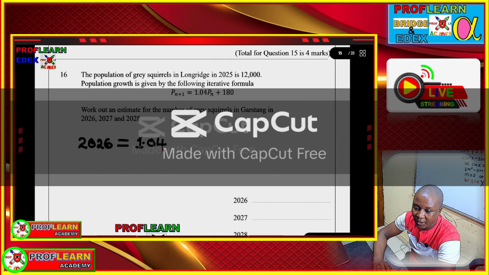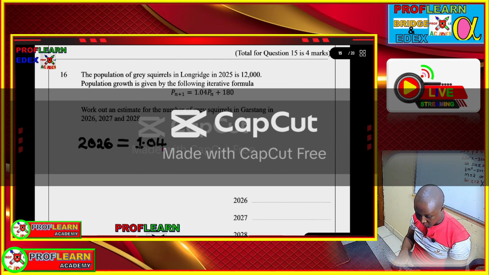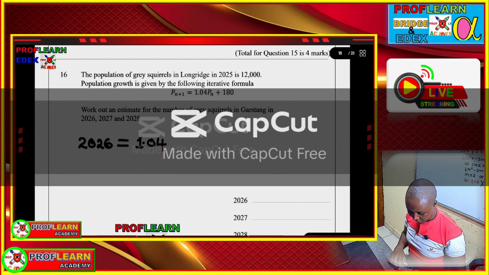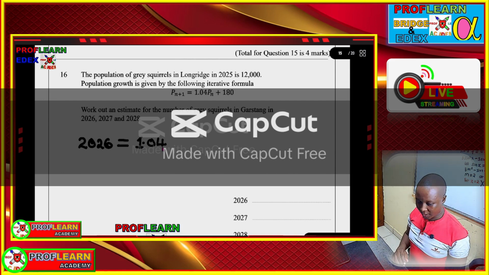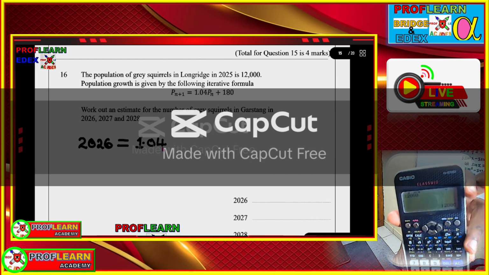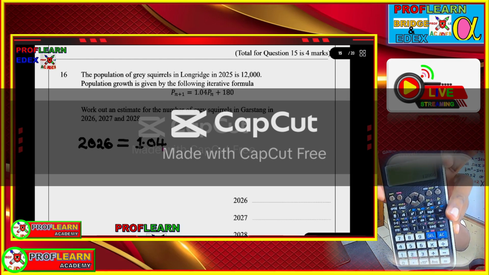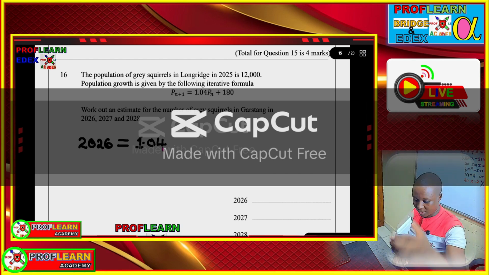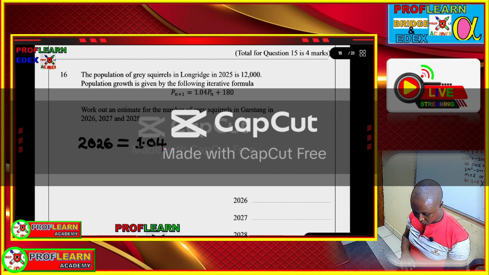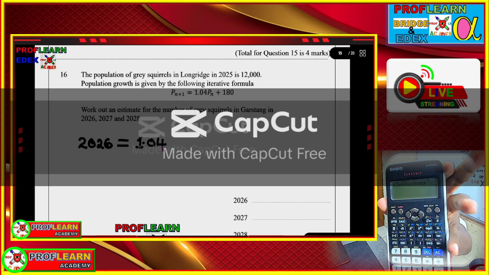I want you to put that in the calculator this way. Let me show you how we shall be doing this in order to get the answer directly, so we avoid inputting the answers now and again. We shall start by writing 12,000 first, then the equal sign. You can see that's now our answer, 12,000. Then you write 1.04 open bracket answer, close the bracket, plus 180.